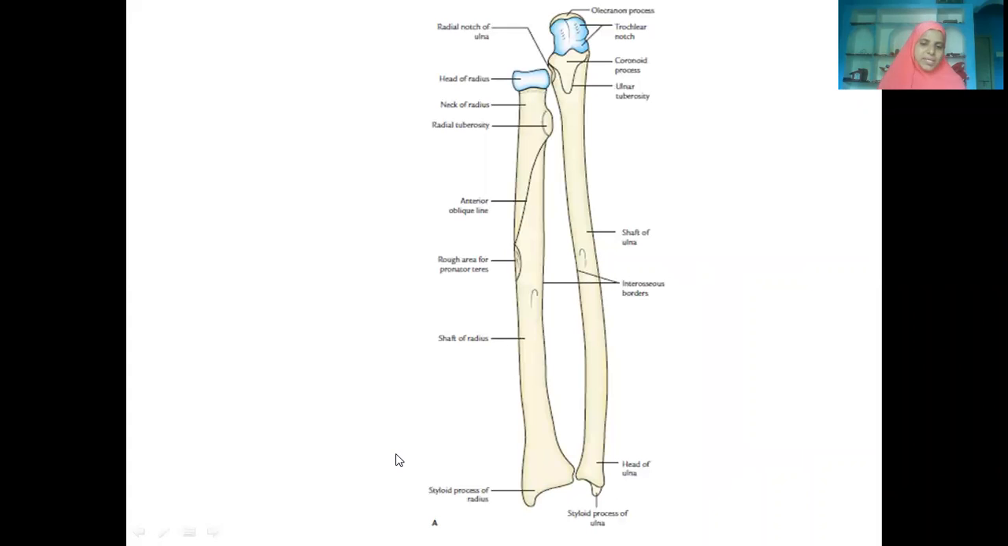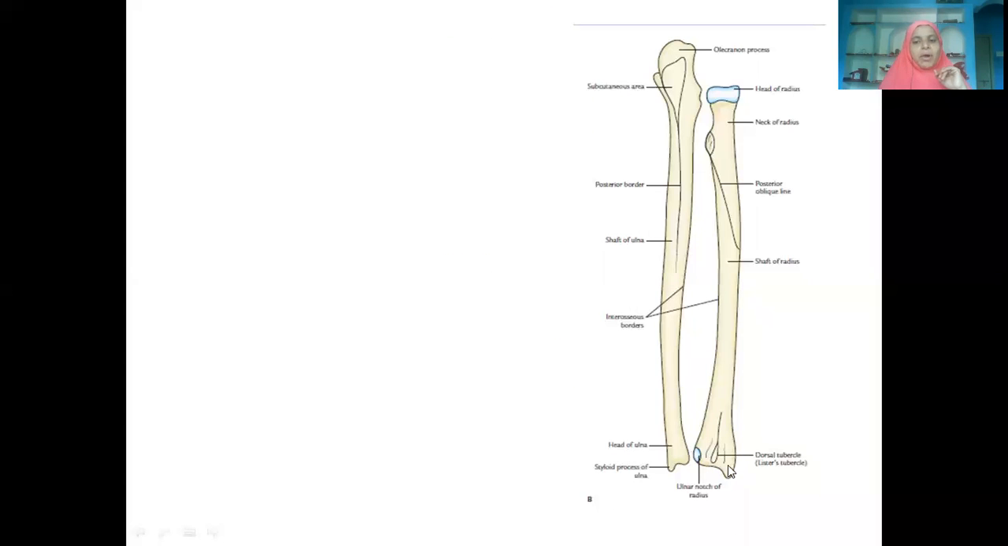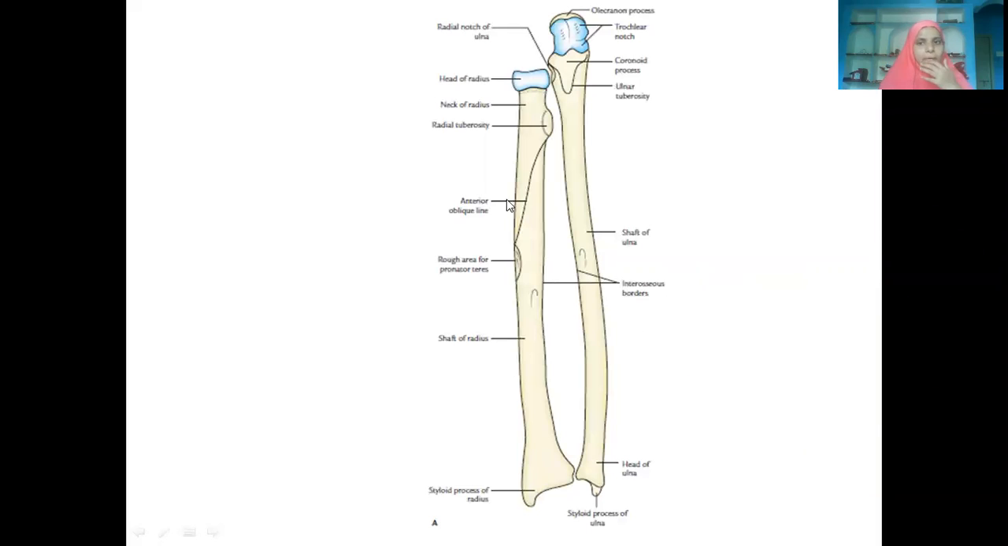So overall, how many surfaces does it have? The lower end of the radius is expanded and it is showing 5 surfaces. It has the anterior surface. From behind you have the posterior surface. Towards the radial tuberosity we know it is the medial side, right? So this side we have the medial surface, away you have the lateral surface, and lower down below we have the inferior surface. Like that we have 5 surfaces in the radius bone.